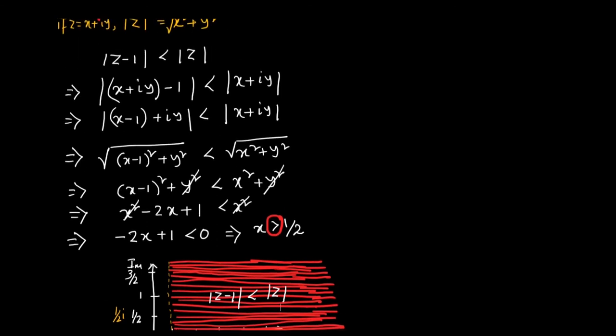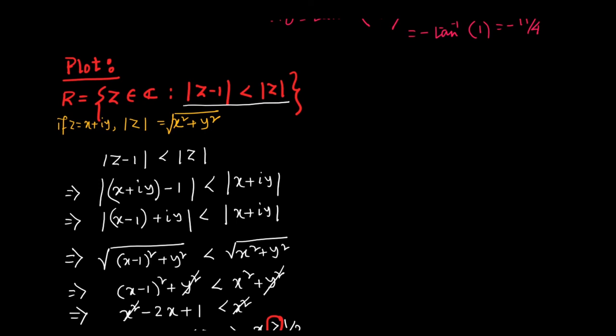Let us consider another example. Let us consider a region that we have to plot, say R prime, since I have denoted the earlier one by R. R prime equals, say, Z belongs to C minus 0.